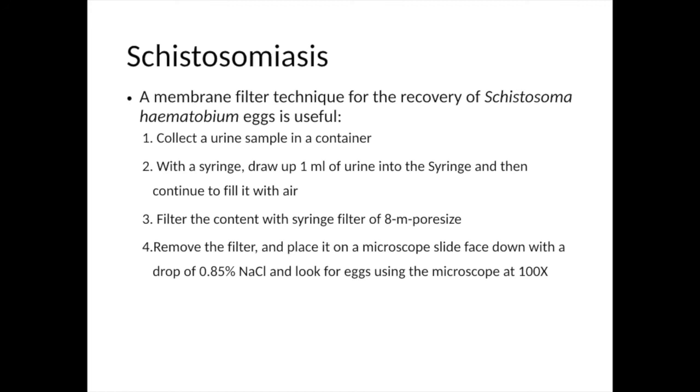Schistosoma haematobium eggs should be recovered with filtration. The urine sample is collected in a container and, with a syringe, up to 10 ml of urine is drawn and then filled additionally with air. The urine inside the syringe is ejected through a filter, and then the filter should be examined under the microscope with a drop of 0.85 percent NaCl.